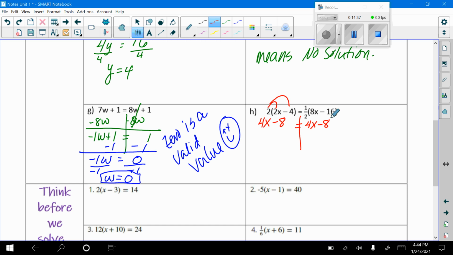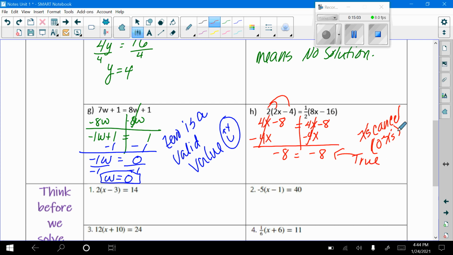Now this one, when I move my variables, negative 4x, my x's all go away. So x's cancel, or give me 0 x's. But I get negative 8 equals negative 8. This is true.